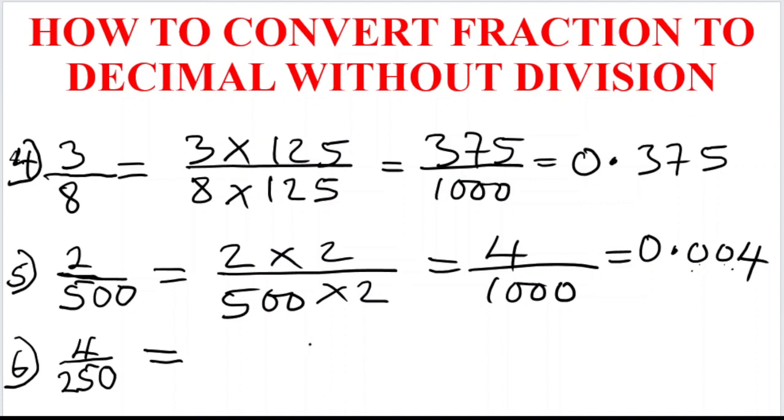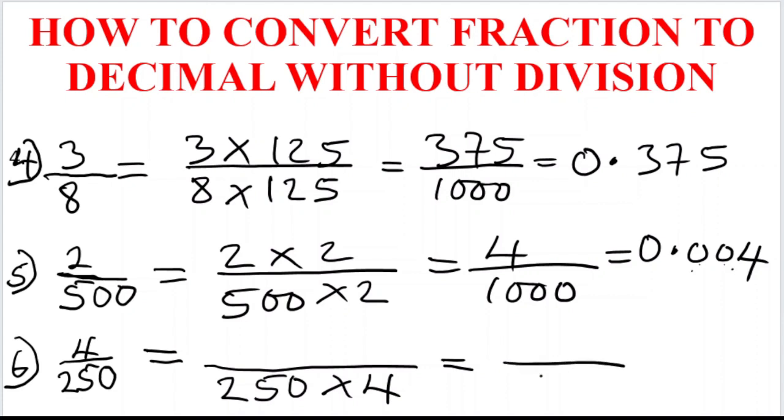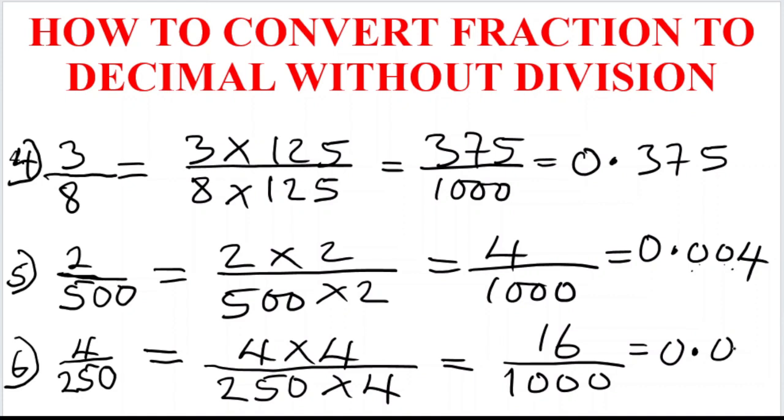Okay, so the last one we have 4 divided by 250. So I will now multiply 250 by 4. If I do that, I'm going to have 1000. So I'll do the same thing here. This times 4, I'll get 16. So I'll change it to decimal. I'll have 0.016. So I'll make sure that the last digit here stops at 1000, so that it will be the same thing as 16 over 1000.